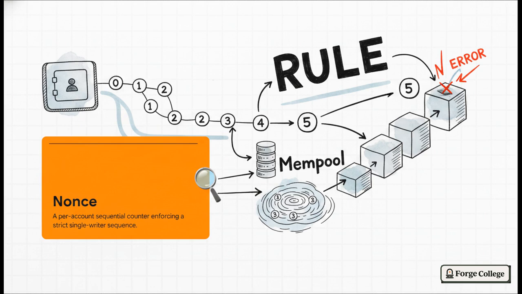The rule here is absolute. Every single outgoing transaction from your account must carry the exact next expected nonce. You can't skip numbers, and you absolutely cannot reuse them. This is what guarantees that nobody can duplicate your transactions or spend your funds twice. Since the blockchain is basically a giant state machine, it needs absolute certainty about the chronological order of your operations.